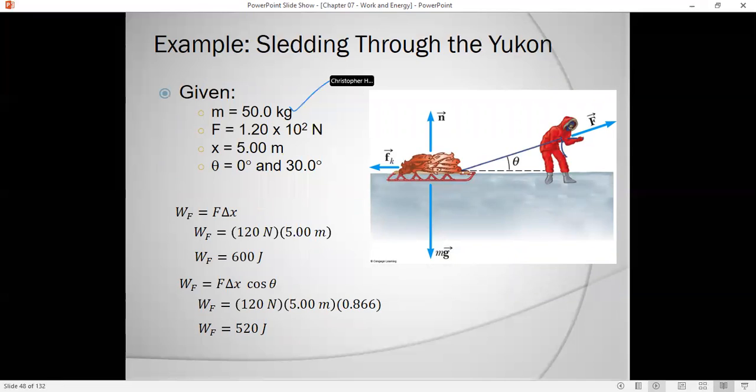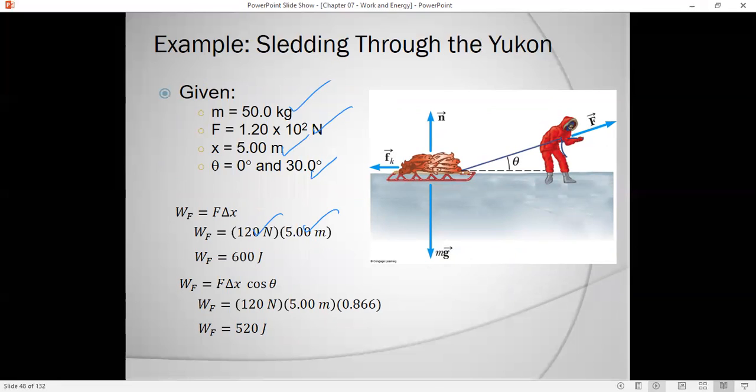All right. So we're given the mass, we're given the force, we're given displacement, we're given the angle, okay? Now for the first case, it's very simple. Work equals force times distance. Pull on it with 120 newtons, move 5 meters, 120 times 5, 600 joules.